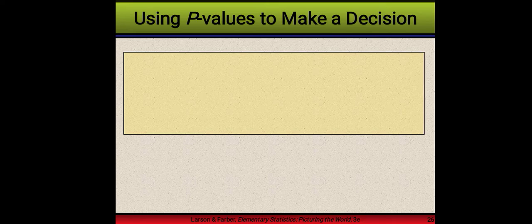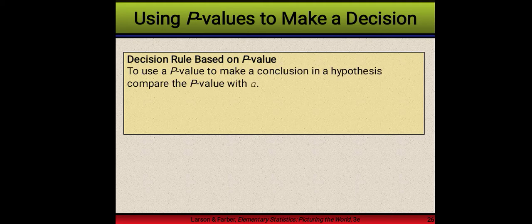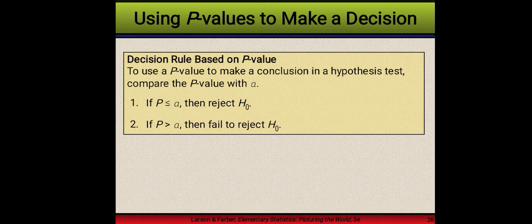Decision rule based on p-value. To use a p-value to make a conclusion in a hypothesis test, compare the p-value with alpha, or the level of significance. If P is not greater than the level of significance alpha, then reject the null hypothesis. If P is greater than the level of significance, then fail to reject the null hypothesis, or H sub 0.